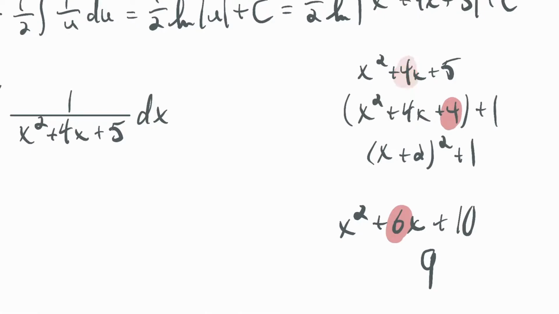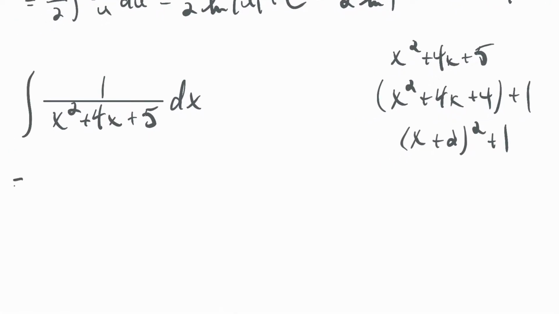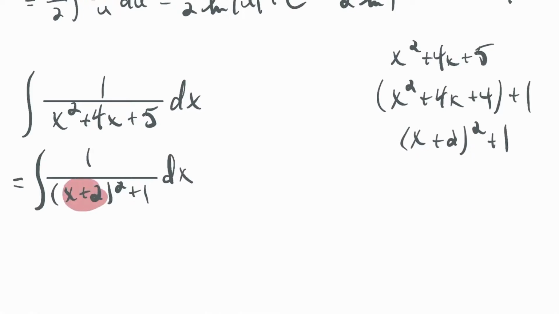Hopefully that jogs your memory enough with completing the square. So I've got this new version here. And I can say, okay, well, that means over here, I've got the integral of 1 over x plus 2 squared plus 1. And this kind of has the right format, but I do need to do a substitution because I need to get u in this position. So I'll say u equals x plus 2. So du equals dx, which is convenient.